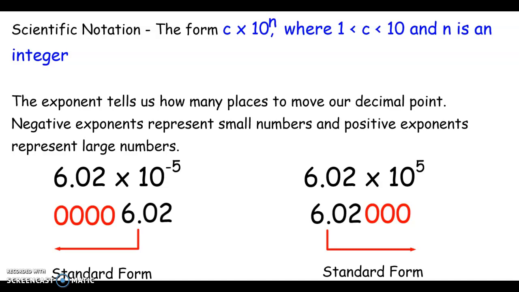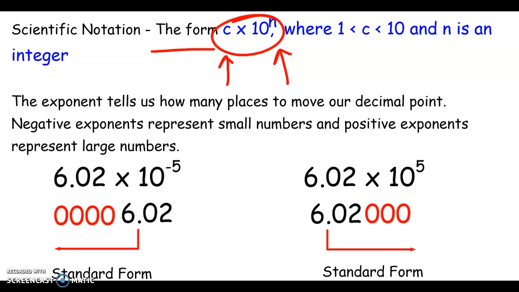So it says the form C times 10 to the n, where 1 is less than C is less than 10, and n is an integer. An integer meaning it's either a positive or a negative number. So that is what scientific notation is. This part is really important because you always have a number here between 1 and 10, and you always have something times 10 to the power. So an exponent tells us how many places that we're going to move our decimal point.